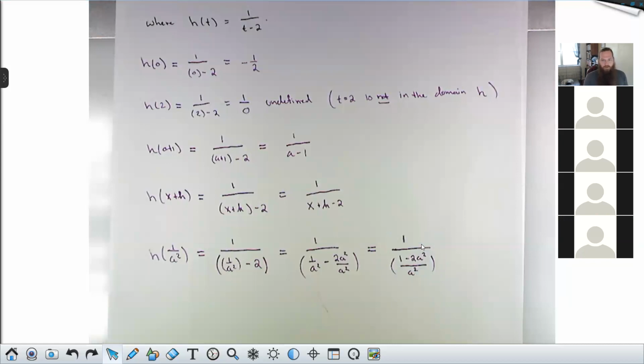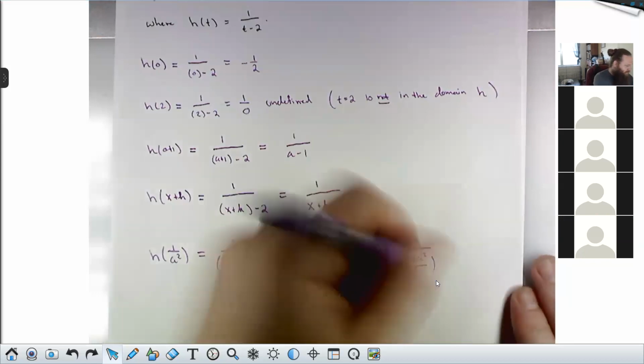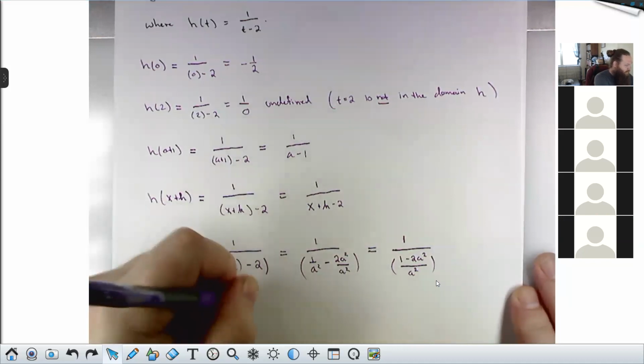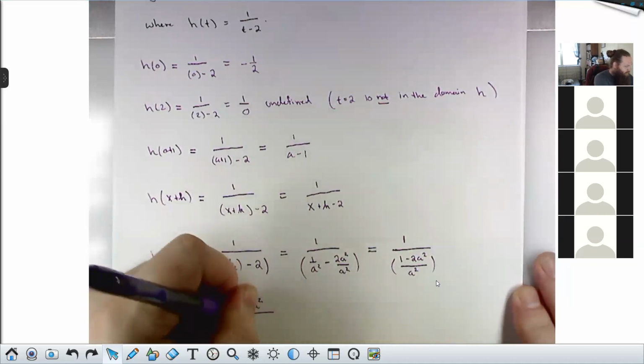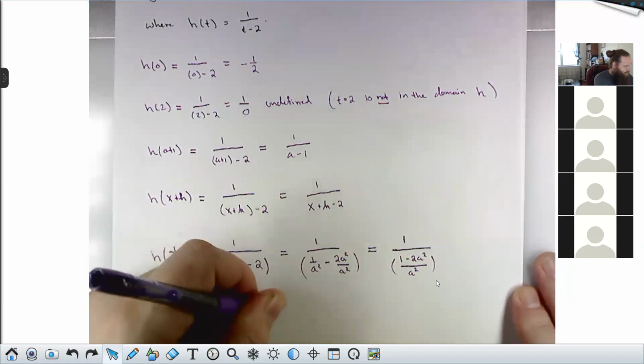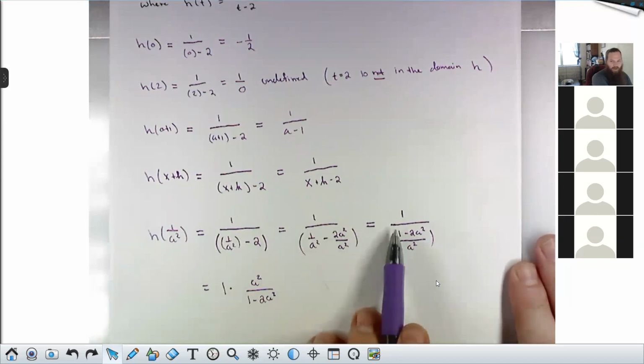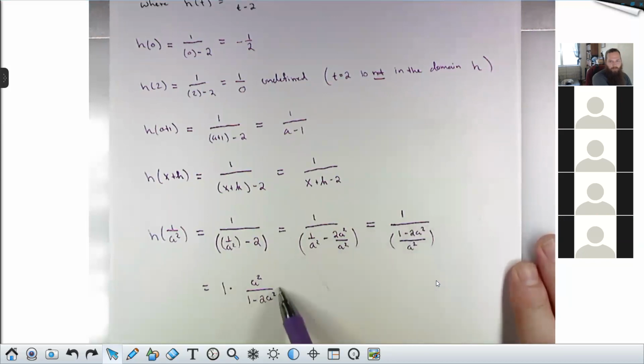So this is 1 divided by a big fraction. So to clean that up, I'll treat that as 1 times the reciprocal of that big fraction. So how do you know which piece to flip? Well, you got to look for the outermost fraction and find the downstairs of that. That's the thing you're going to flip.